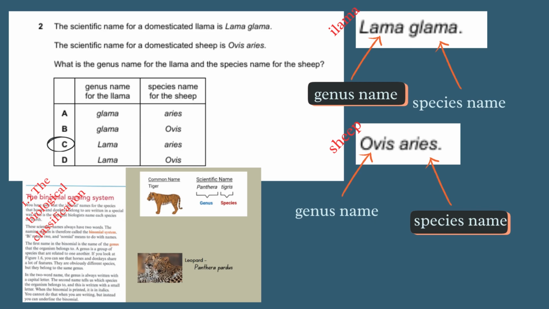According to this, the llama's genus name is Lama, and glama is the species name. About the sheep, Ovis is the genus name and aries is the species name. So the answer should be C. C is the correct answer.